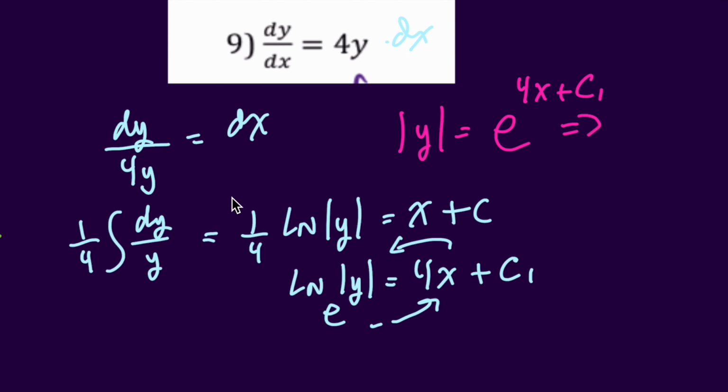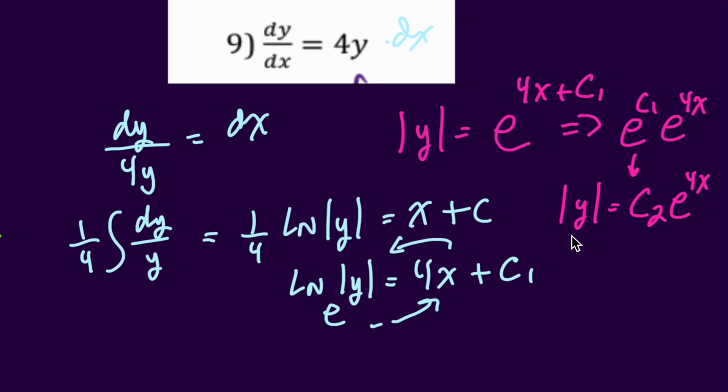This indicates the fact that there's addition here means there used to be multiplication. So that means this used to be e to the c1 times e to the 4x. Because recall, when the bases are the same, we keep the base and we add the exponents. So we just did this in reverse. This e to the c1 is just 2.7 to a constant, which is another constant. So we're going to have the absolute value of y equals c2 e to the 4x.